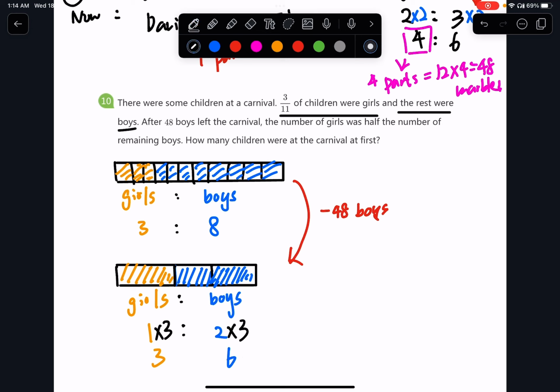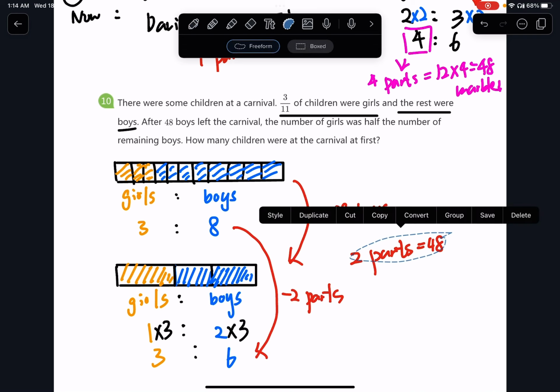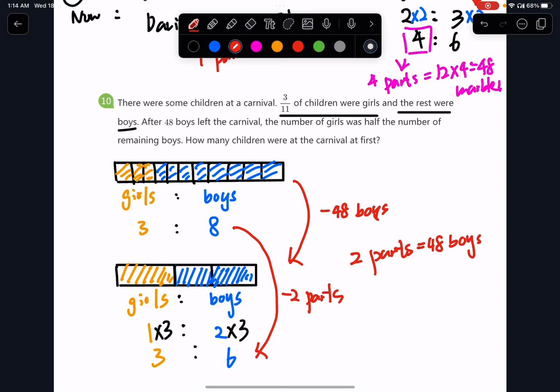3 to 6. Okay, so can you see that the part for the boys decreased from 8 to 6? So 2 parts gone and equals 48 boys. So 2 parts equals 48 boys. One part equals how many boys? One part equals 24 boys, right? Or 24 people. So in one part, there are 24 people.